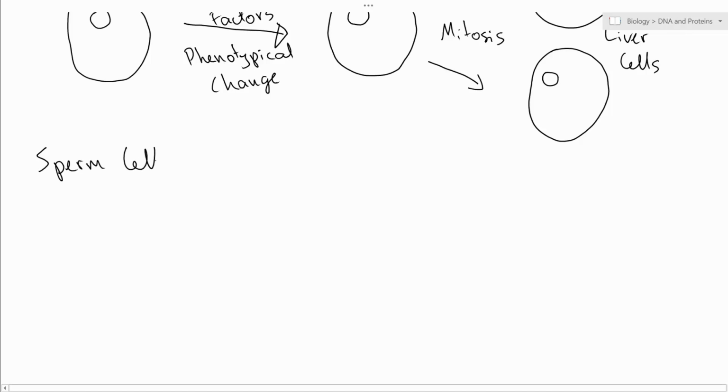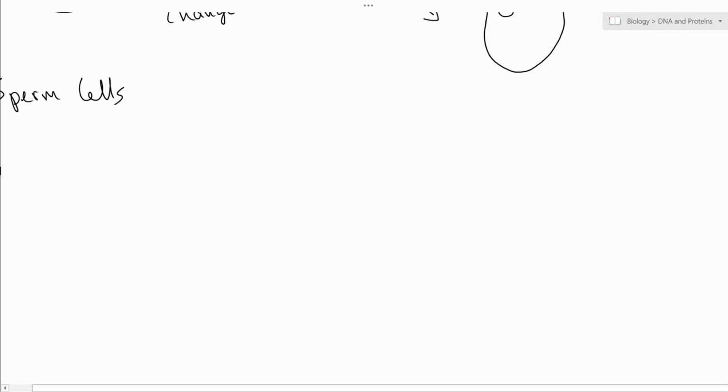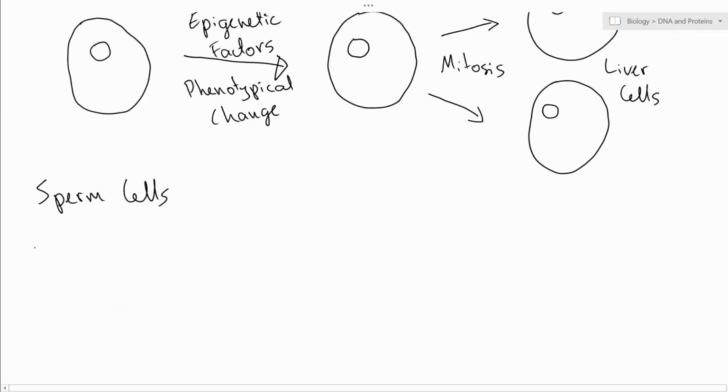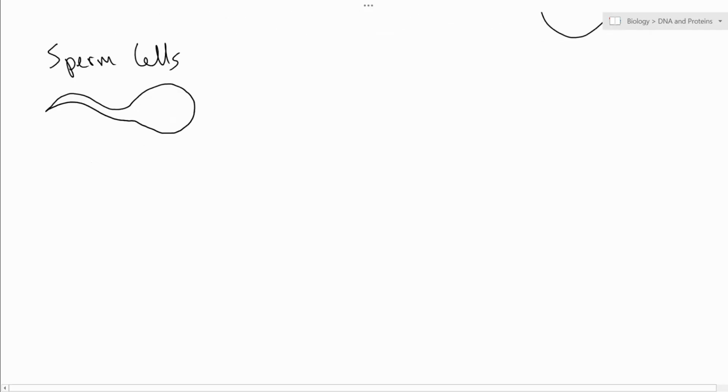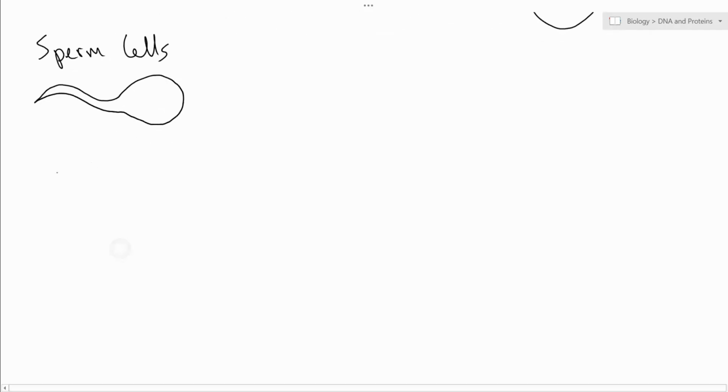in sperm cells. This is going to be my sperm cell, like that. I'm sure that's a pretty ordinary sperm cell. Whoops. The tail should be a little bit thinner. That'll do. So we've got our sperm cell, and we're also going to have an egg cell. Now, the egg cell is just going to look like that.